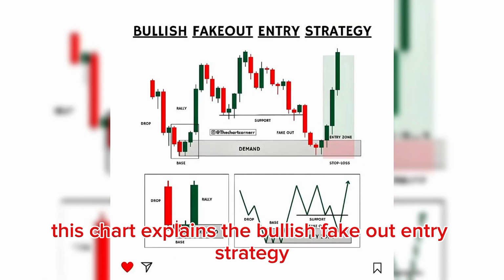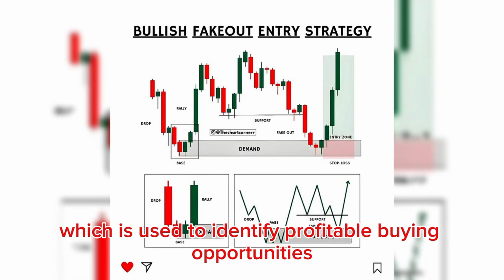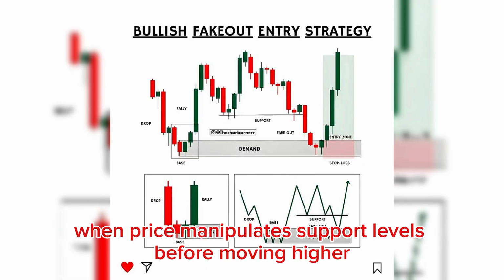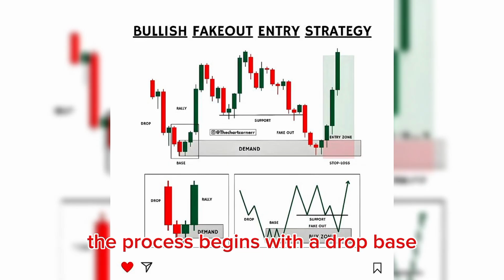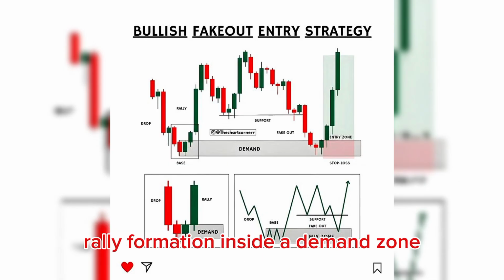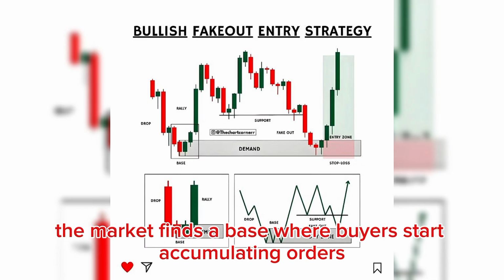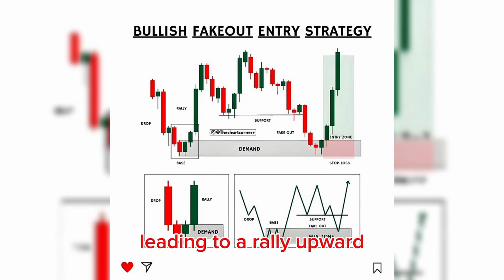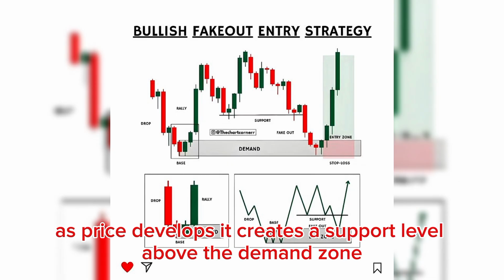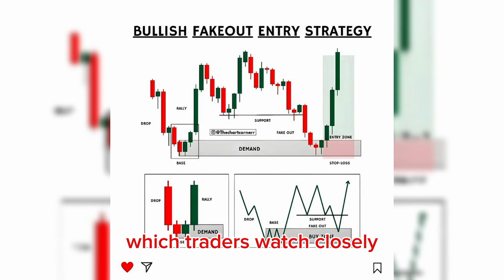This chart explains the bullish fakeout entry strategy, which is used to identify profitable buying opportunities when price manipulates support levels before moving higher. The process begins with a drop-base rally formation inside a demand zone. This pattern shows that after a drop, the market finds a base where buyers start accumulating orders, leading to a rally upward. As price develops, it creates a support level above the demand zone, which traders watch closely.